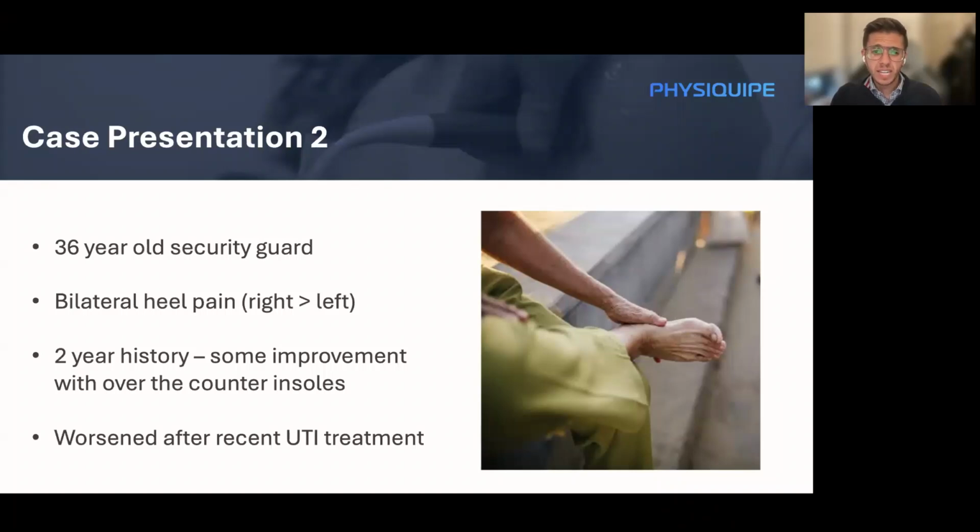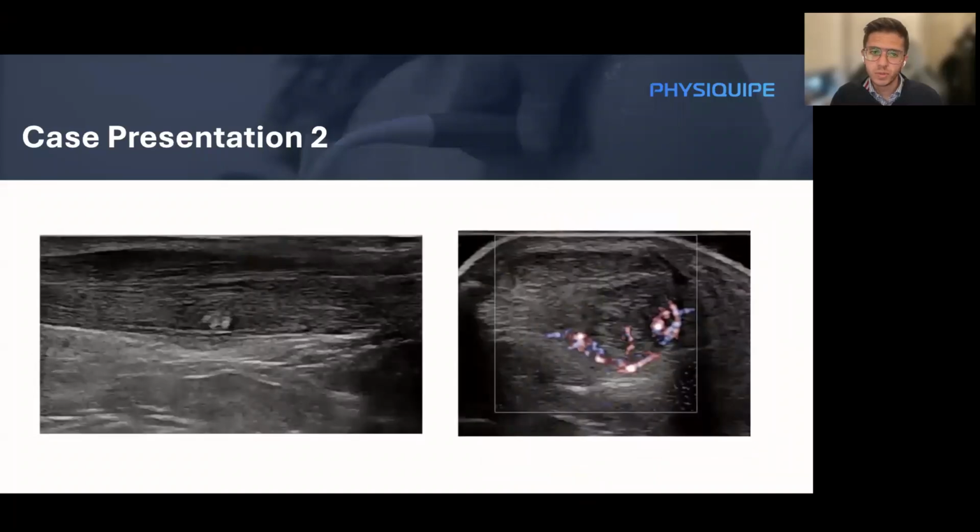been going on for a couple of years now. Bought some insoles over the counter, helped a little bit, a heel wedge did seem to take the edge off. But I actually noticed he had a UTI recently, so urinary tract infection, and it really had worsened quite significantly recently. So again, asking about a drug history can be really important here, alongside your ultrasound assessment, of course.